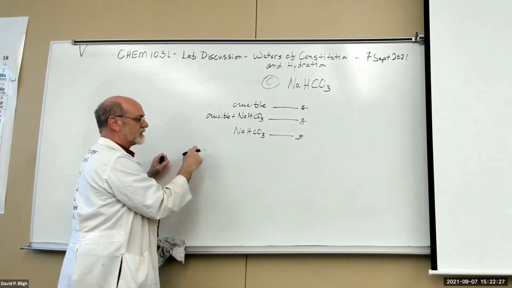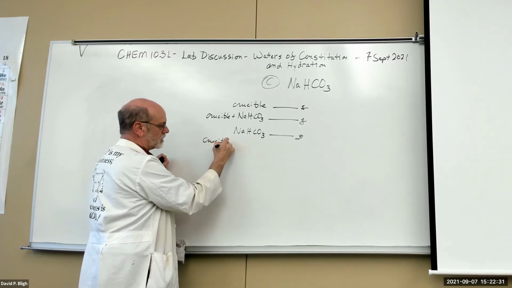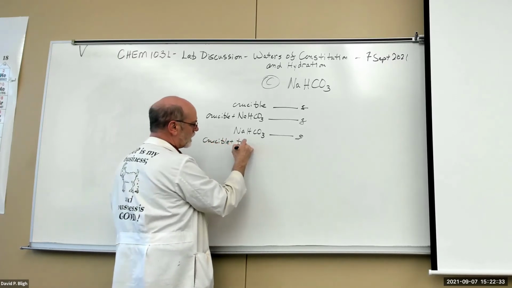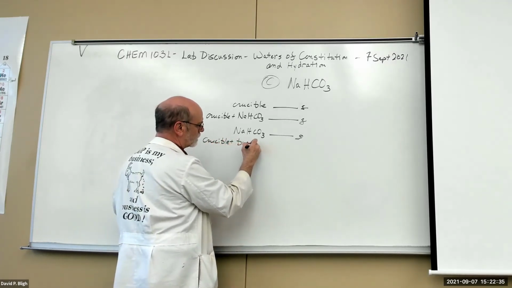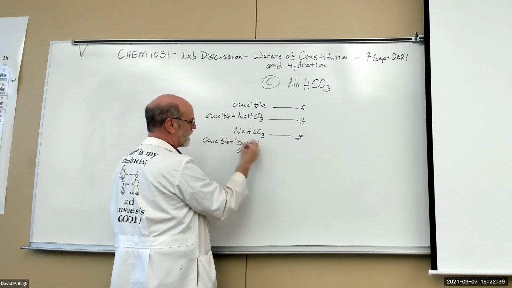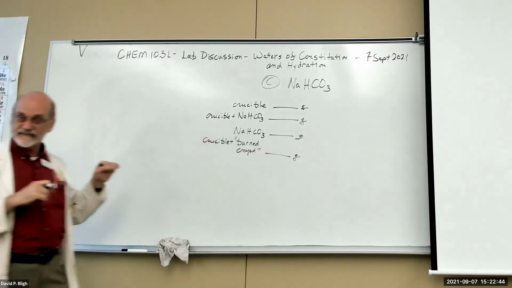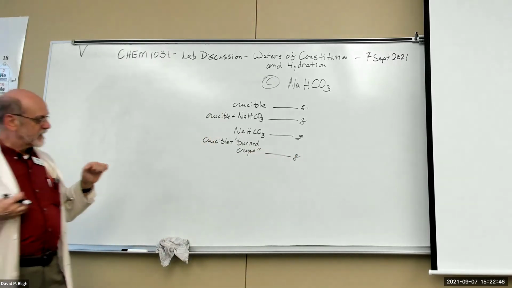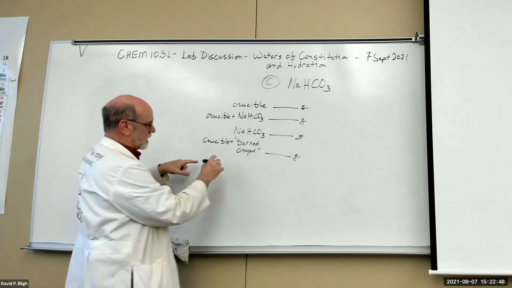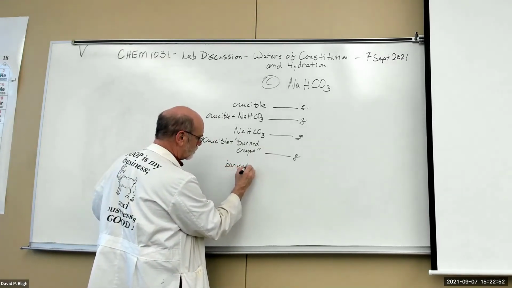And then when you heat it, you're going to have another weight, which is the crucible plus the burned compound. We don't know what it is yet. Okay. So we're going to go from, and then here you have the burned compound.